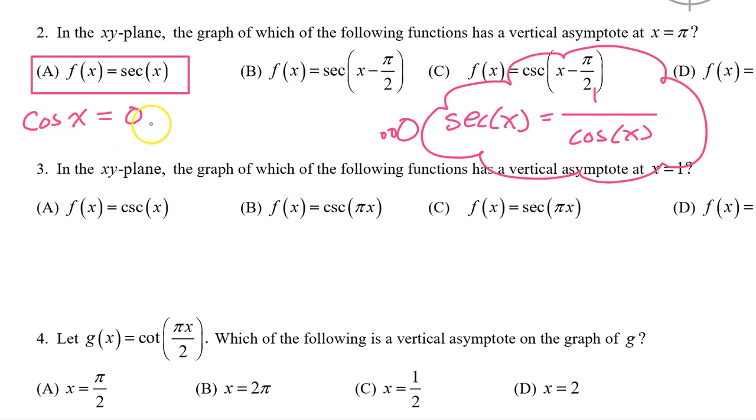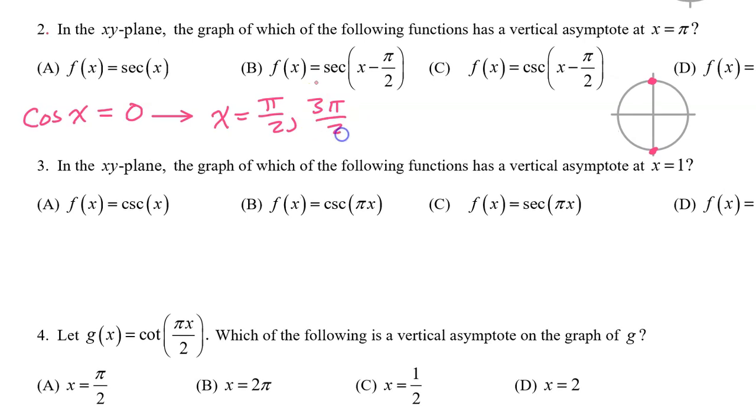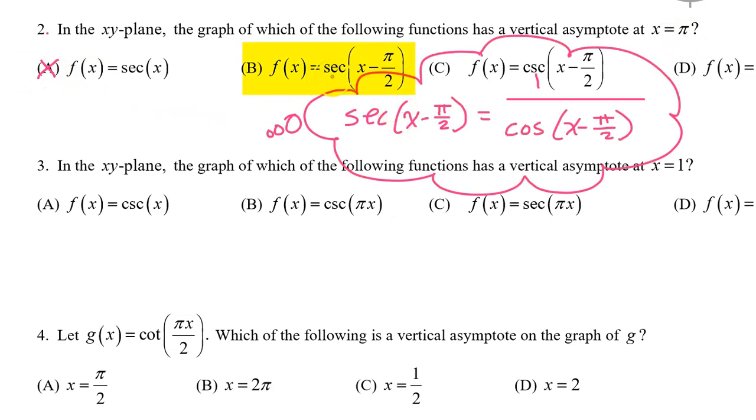We can solve this equation by asking ourselves the cosine of what is equal to 0. Cosine is the x value on the unit circle, and x values are equal to 0 here and here. So x is equal to pi over 2 or 3 pi over 2. We were looking for x equals pi, so A is not the answer. For option B, we should be thinking secant is equal to 1 over cosine.